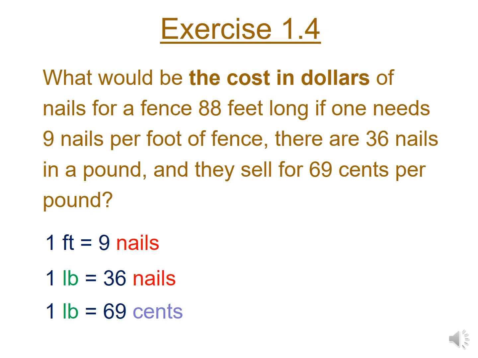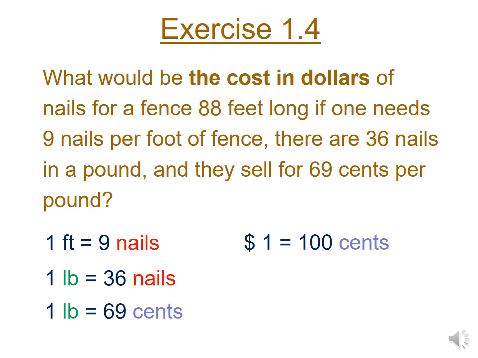Now, so far we do seem to have a continuous path going from feet to nails, from nails to pounds, from pounds to cents. And we need now one more equivalent statement relating cents to dollars. Again, it's not given because it is fairly widely known that $1 is equal to 100 cents, and therefore we put that in as our last equivalent statement.